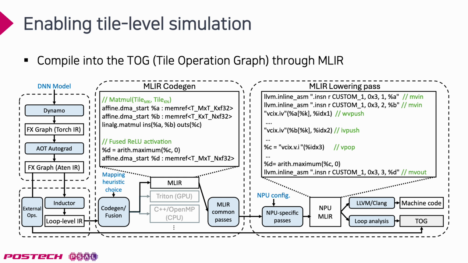And multiple MLIR passes are used to progressively lower this into lower level representation. And on the right, you can see how the higher level MLIR is turned into lower level operations, such as the custom instructions for the DMA operation, denoted as MVIN, as well as matrix multiplication performed using the physics dialect of MLIR. Then this will be turned into machine code by the LLVM and CLang. And in addition, we perform loop analysis to generate the tile operation graph I mentioned earlier.